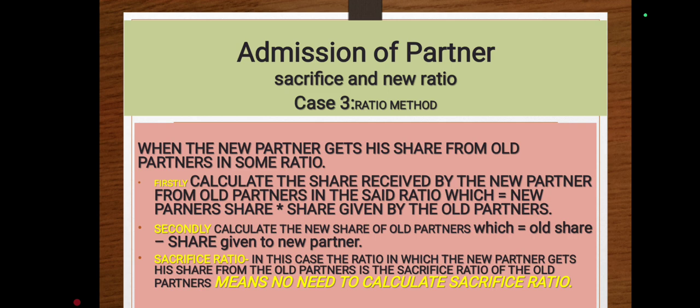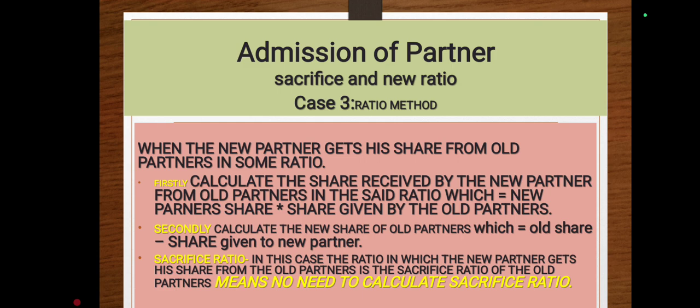Again you have to divide this concept into 3 steps. First, you have to calculate the share received by the new partner from the old partners in the given ratio, that is the ratio which is given in the question, and the formula is the new partner's share into the share given by the old partners.